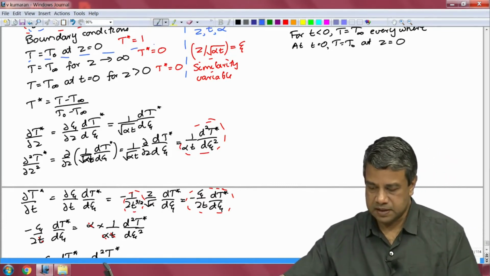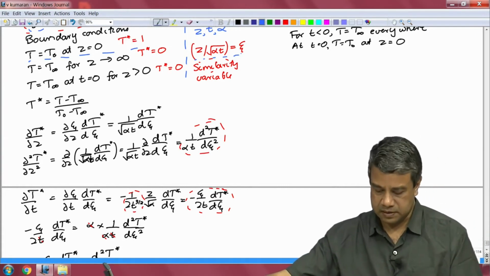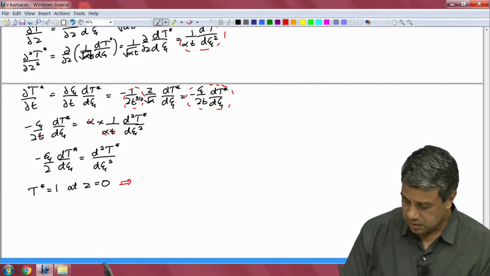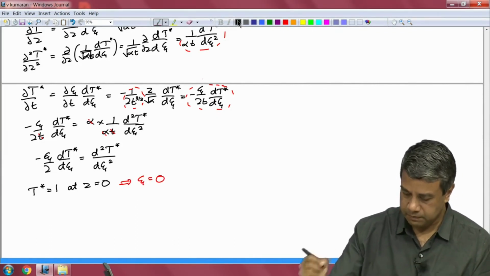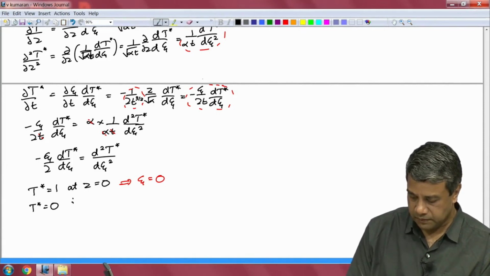And when z is expressed in terms of psi, psi is equal to z by root alpha t. So, this corresponds to psi is equal to 0. Then T star is equal to 0 for z going to infinity.